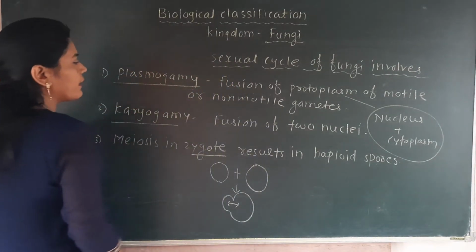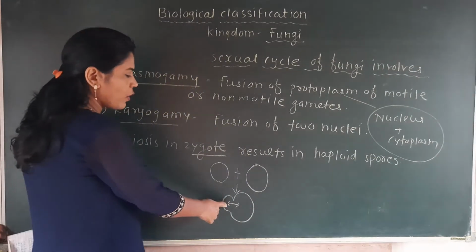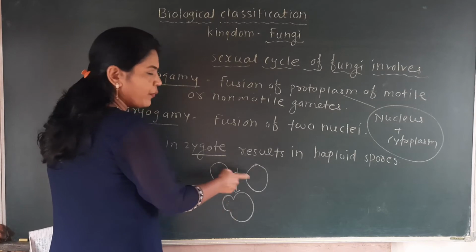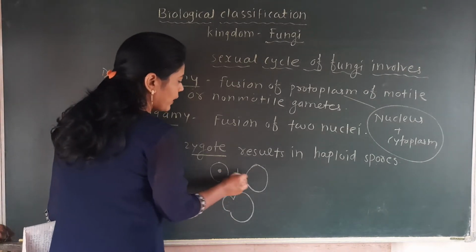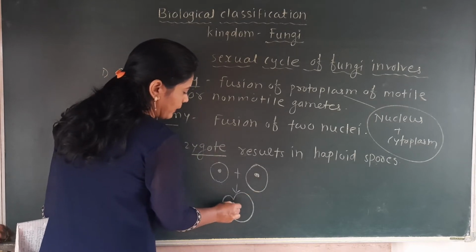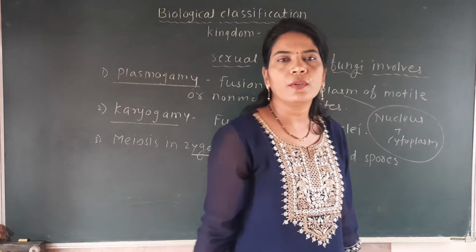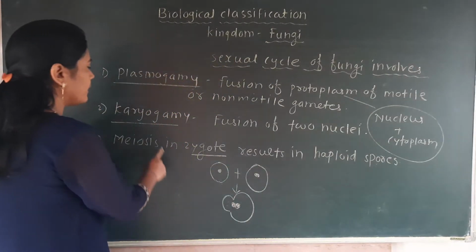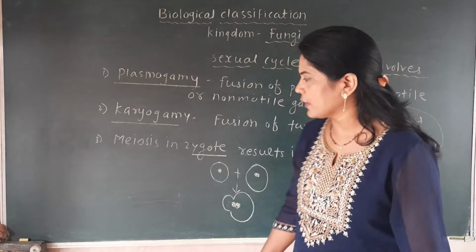The second one is called karyogamy. Karyon means nucleus. When the protoplasm of these two gametes gets fused with each other, then there will be fusion of the nuclei, because here are nuclei and these nuclei get fused with each other. After the fusion of the protoplasm, the nuclei get fused, and the fusion of the nuclei is called karyogamy.